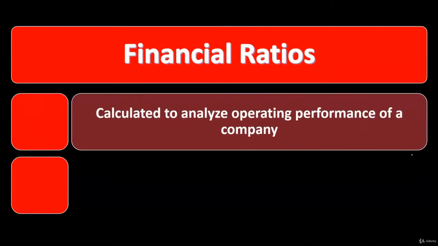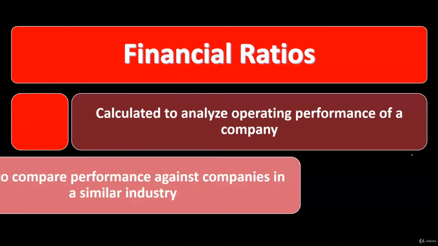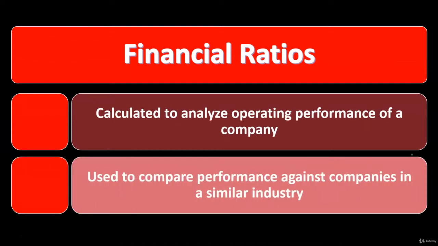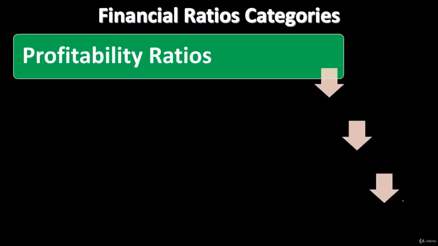So financial ratios are going to be used to analyze the operating performance of a company, and used to compare performance against companies in a similar industry. So remember, once we have the financial statements set up, we want to compare to our past performance. We want to compare to industry performance. And to do that, we need ratio analysis.